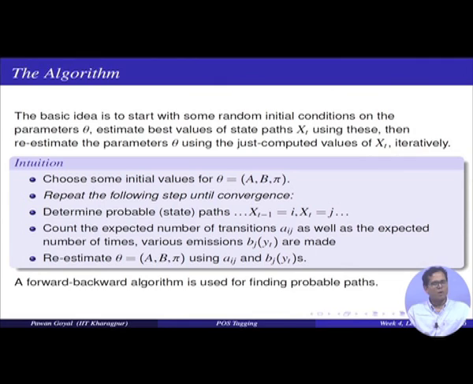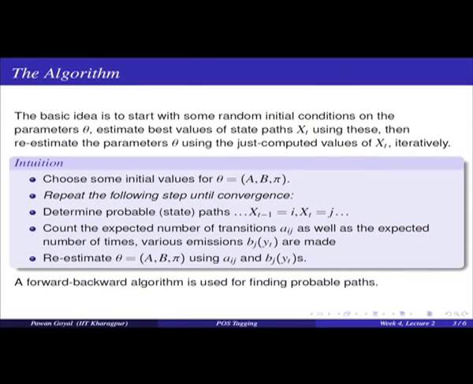Now, once I have these probabilities, count the number of times. What is important is the expected number of times, because we are only computing probabilities, we are not finding the actual paths. So, count the expected number of transitions aij as well as the expected number of times various emissions bj yt are made. Using these state paths, can you do that? Yes, I know the probability that xt minus 1 is equal to i and xt is equal to j. I can use that to compute an expected value for aij.